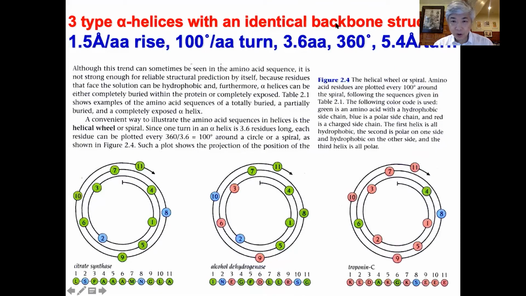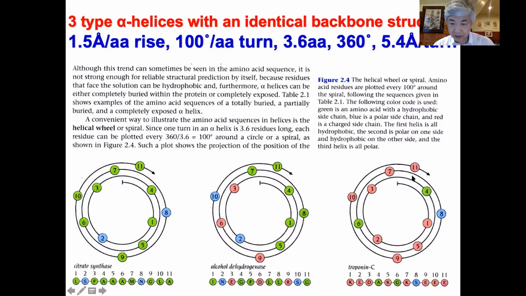So in structural biology, there are three types of protein alpha helices. First, on the left, is a protein alpha helix that is mostly hydrophobic residues, that is, the water-insoluble amino acids, labeled with green. The second alpha helix is half water-insoluble amino acids, and the other half is water-soluble amino acids, labeled blue, red, and pink here.